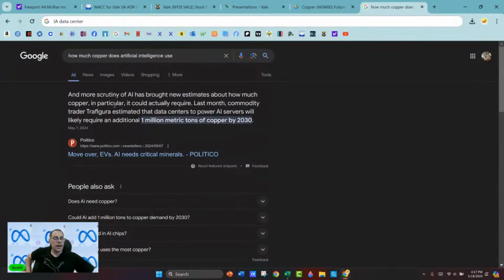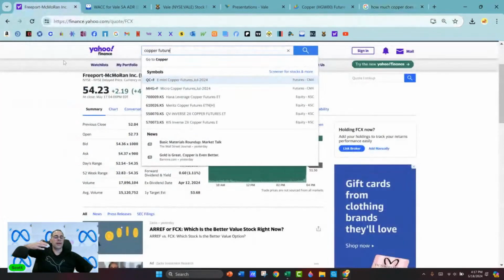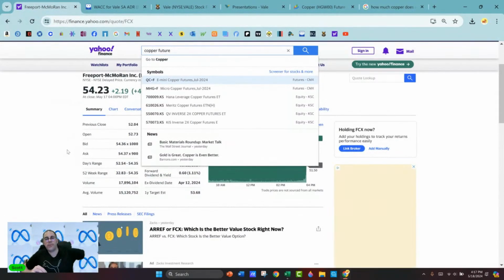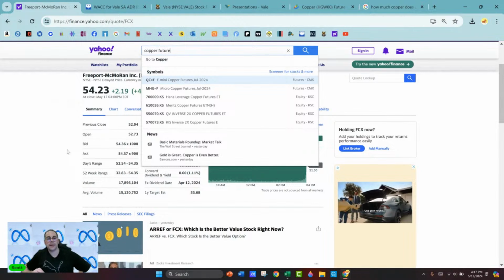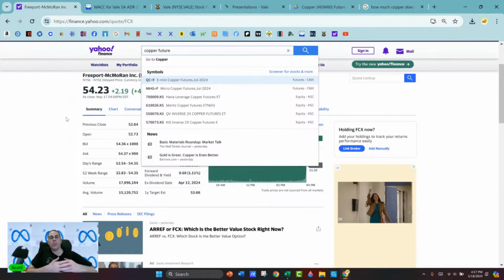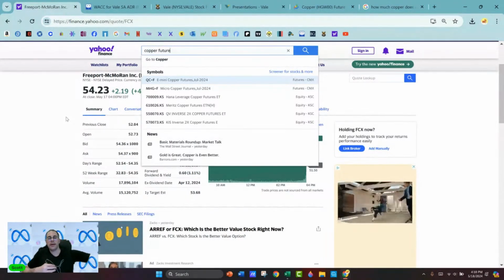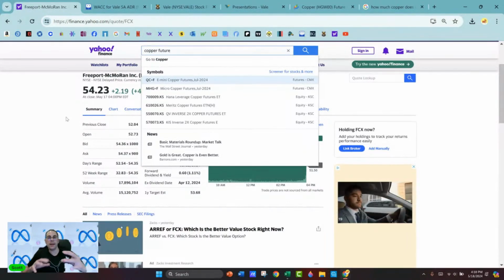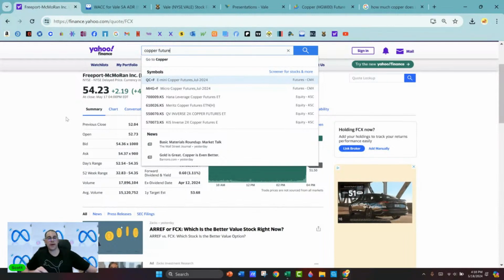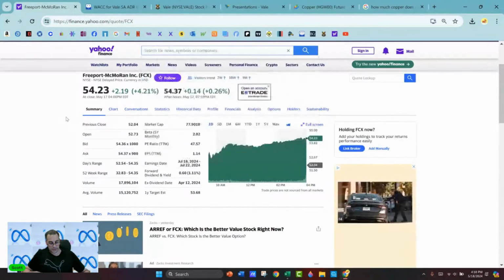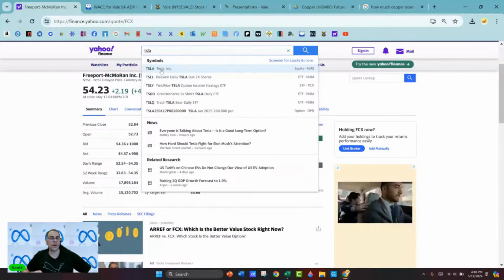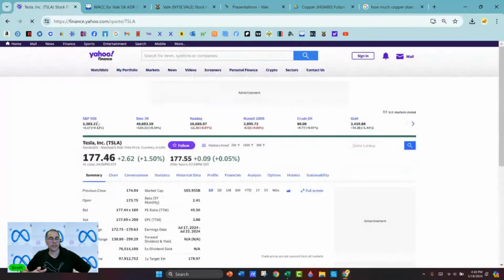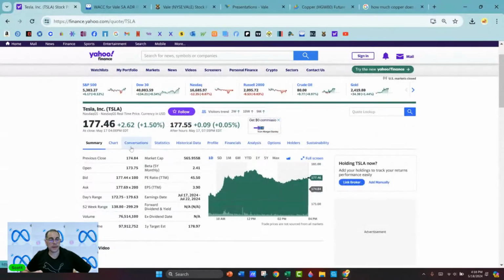More scrutiny of AI has brought new estimates about how much copper, in particular, it could need. The thing is, things usually go up well before they're monetized. Remember Tesla, it went up way before they started making any money. They were losing so much money. And when they finally made enough to justify the stock price, it came crashing down. It was like 1.1 trillion at the peak, and now it's half that.